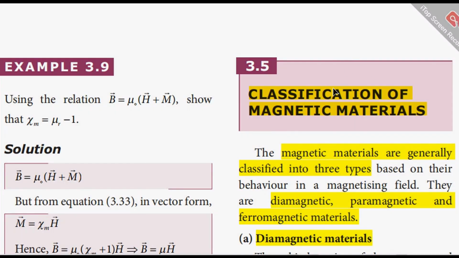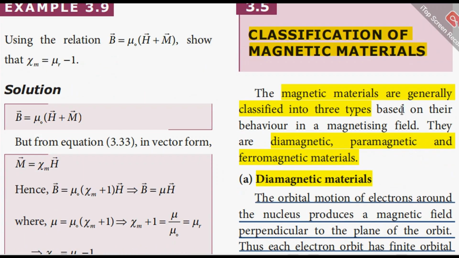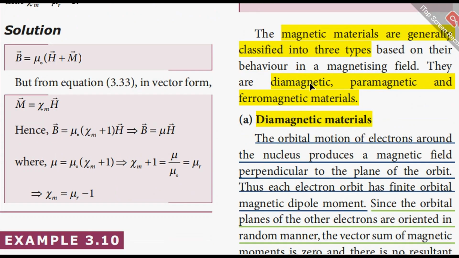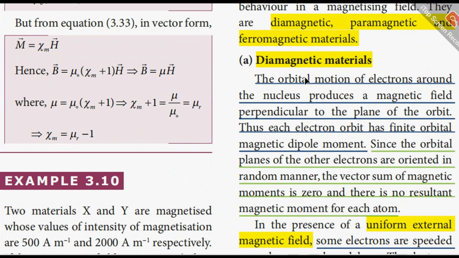Let us now study about the classification of magnetic materials. Magnetic materials are generally classified into three types based on their behavior in a magnetic field. What are they? They are diamagnetic, paramagnetic and ferromagnetic materials. First, let us consider the diamagnetic materials.